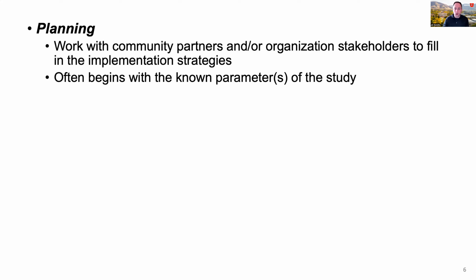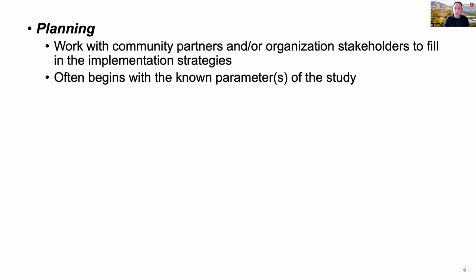We recommend that when you are using it for planning, that you work with your community partners and or the organization stakeholders that you'll be working with to help fill in especially the implementation strategies, but stakeholders can also be really helpful in identifying their priority implementation outcomes, potentially their priority clinical outcomes, as well as understanding the context. So being able to rate implementation determinants and potentially some other aspects that you'll see are part of the IRLM.